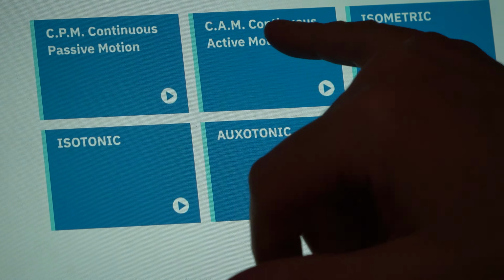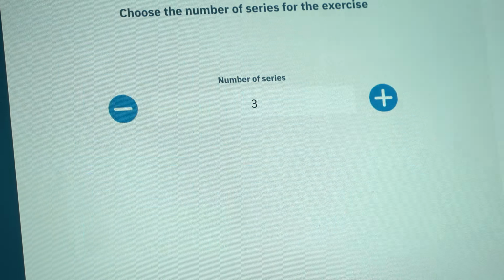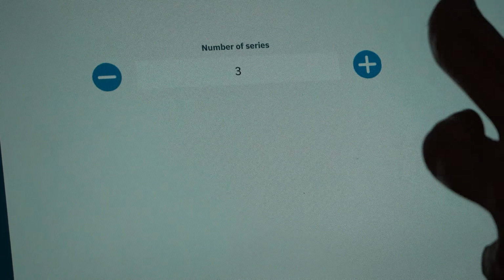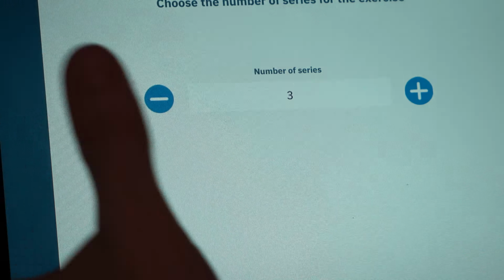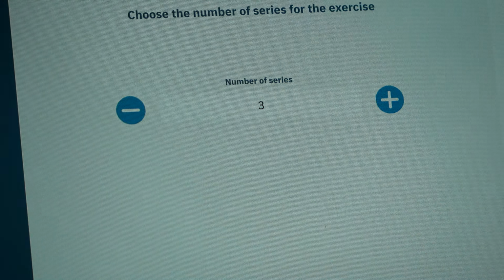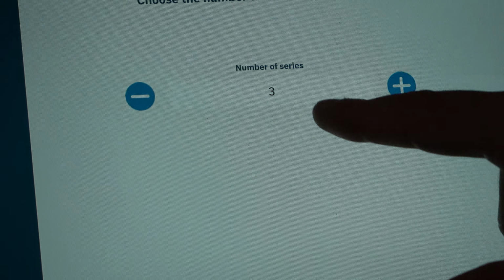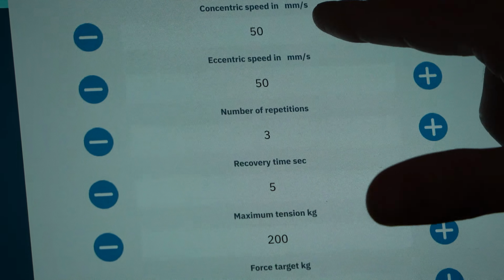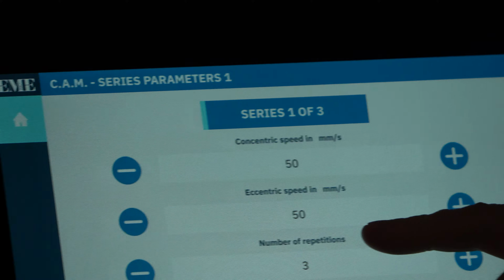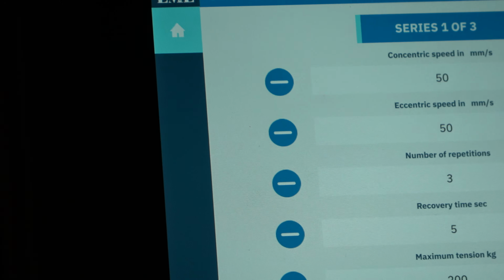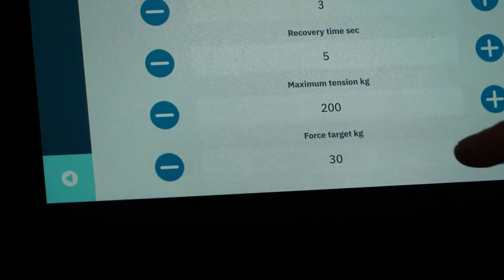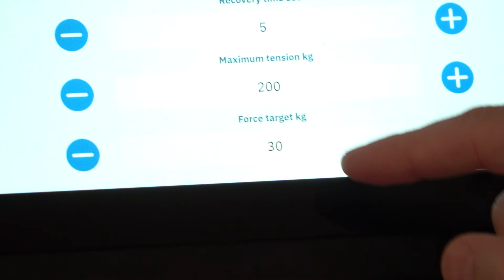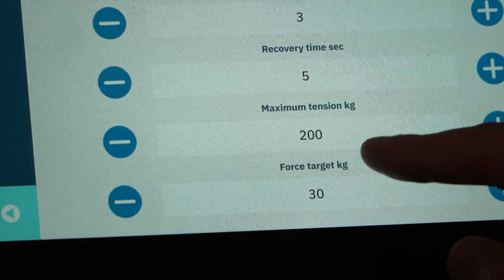Second working mode is the CAM, continuous active motion. It is exactly the same display of the same procedure of the CPM working mode, and it asks you how many number of series you want to do. You go for walk, concentric speed, eccentric speed, number of repetitions, recovery time between the series, and the maximum tension. Different from the CPM because it was passive, this is active, this is the force target.